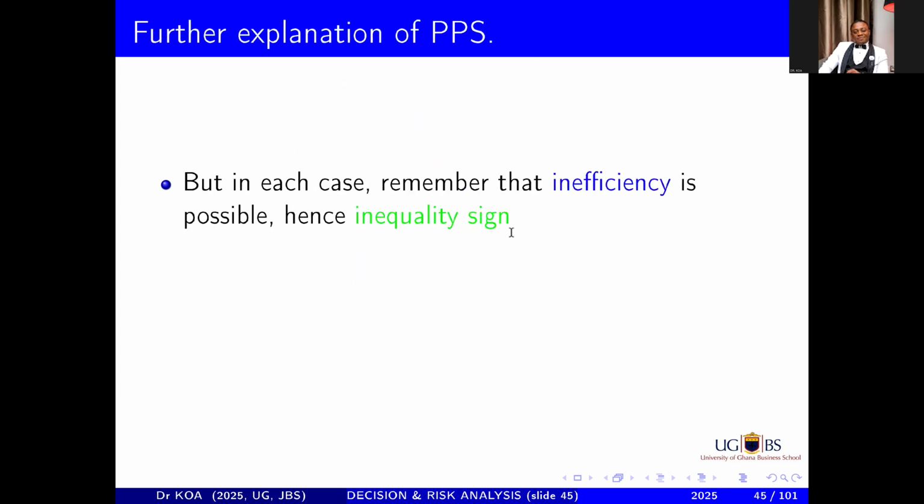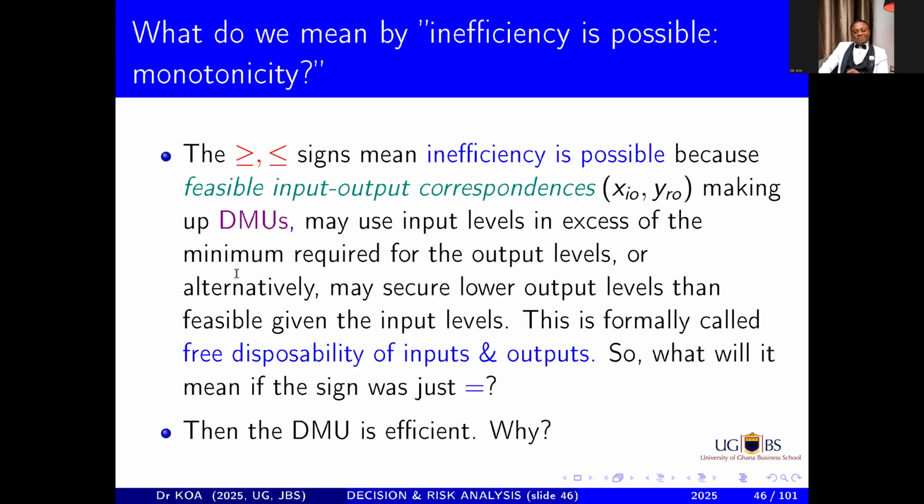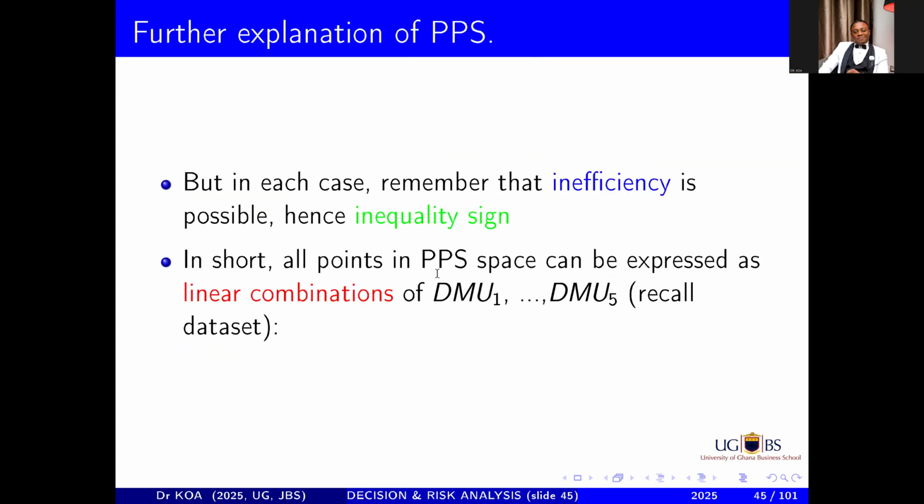So let's go back to the production possibility set. In every case, you remember that inefficiency is possible. And that is why the inequality sign is included here in the actual calculation. This inequality sign is important because all points inside the PPS can be expressed as a linear combination of any one of the DMUs. If you have any DMU, you can say that you are a linear combination of all the others. When you meet DMU 1, you can tell it that. When you meet DMU 2, you can tell it that.